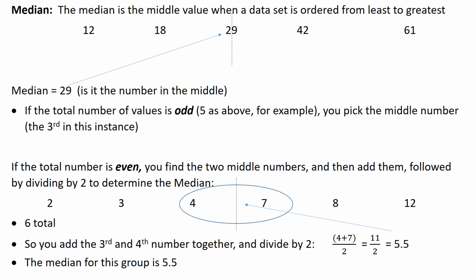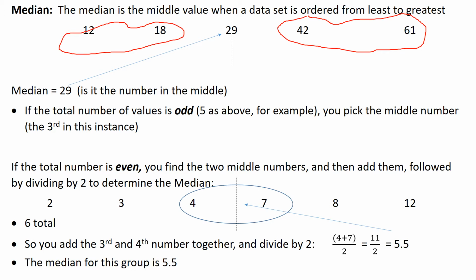The median is the middle number. When we have to order our set from lowest to highest, which you have to do, it is that number that sits in the very middle. What I got here is 12, 18, 29, 42, 61. There's 5 numbers here. There's 2 on this side, and there's 2 on this side. So I find the middle number, which is 29. The median for this set of five numbers is 29.